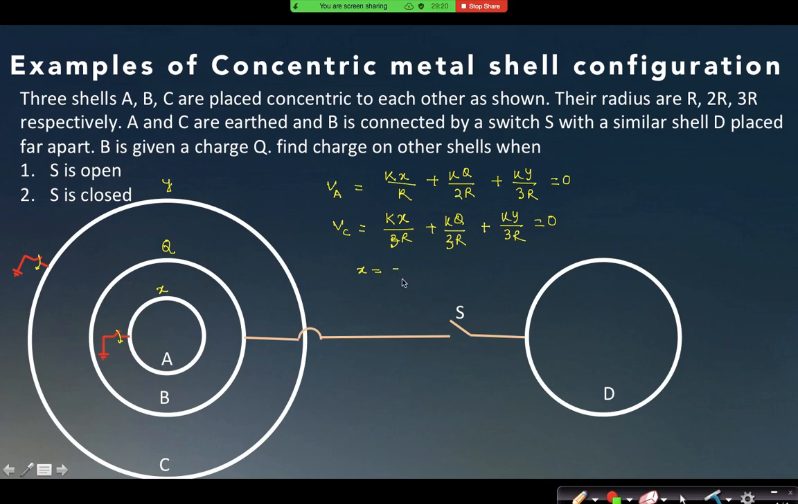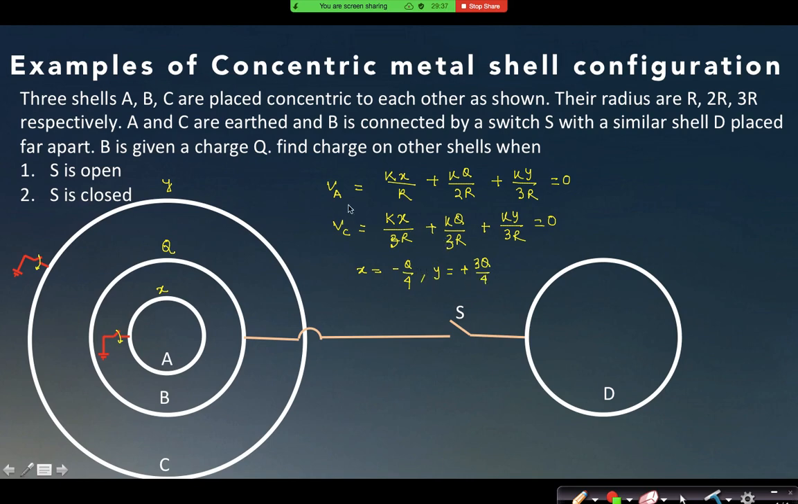Good. All this will be 3R. So X will be in this way. What you will get? X is minus Q by 4 and Y is minus 3Q by 4. Okay.